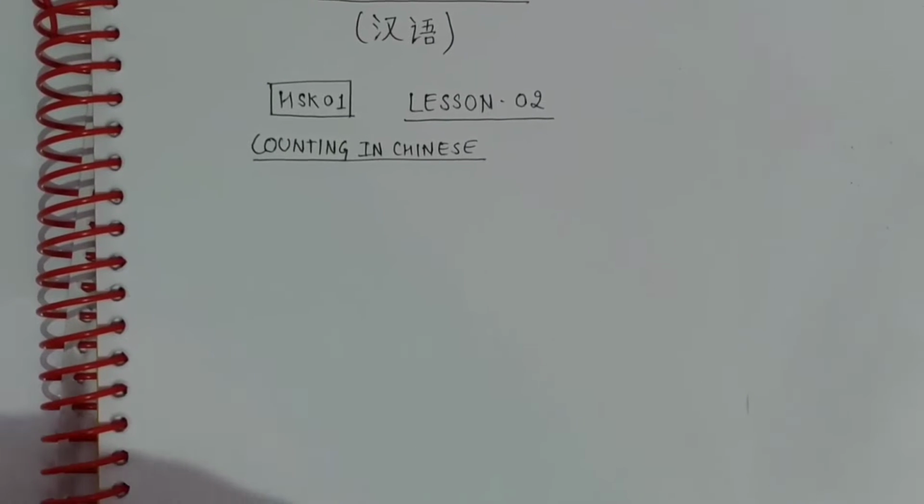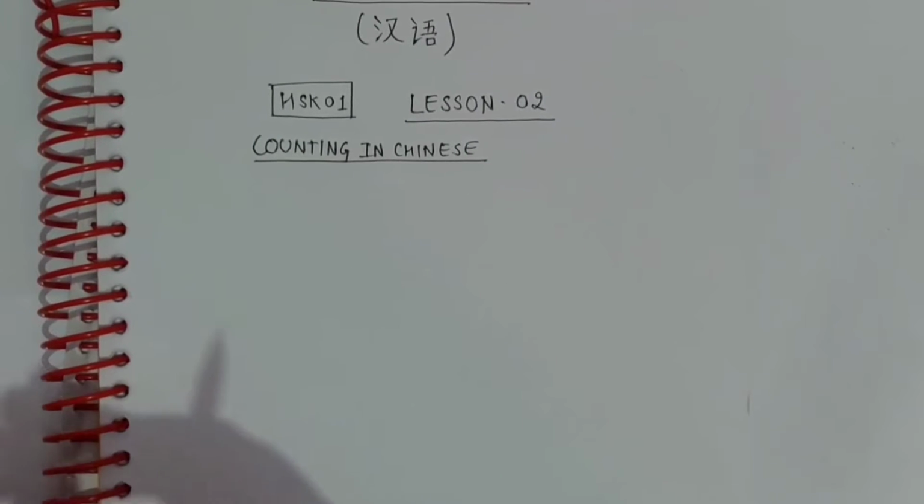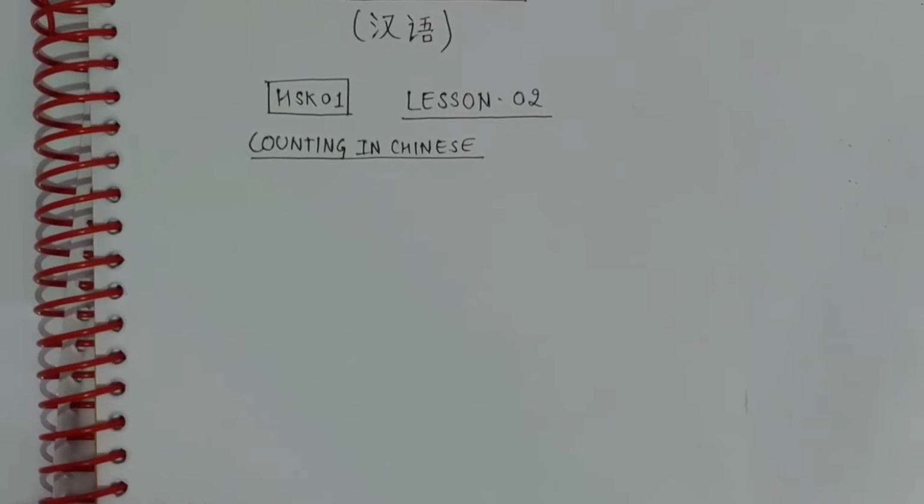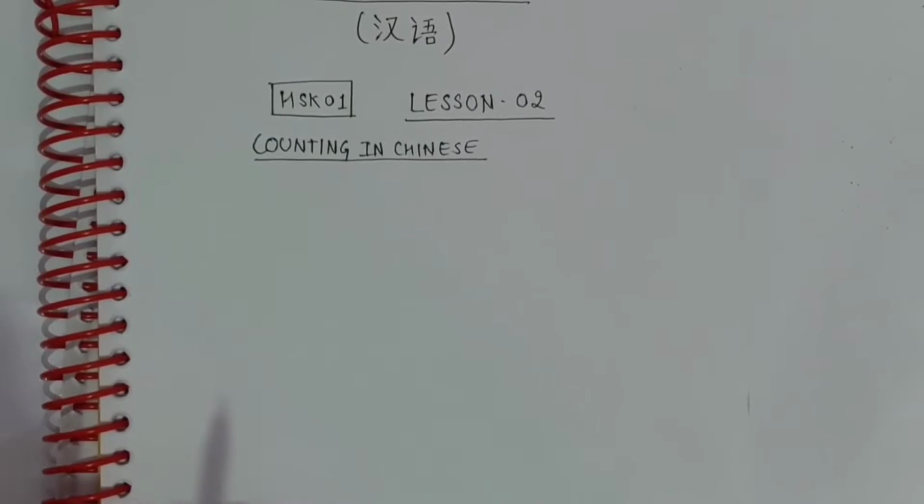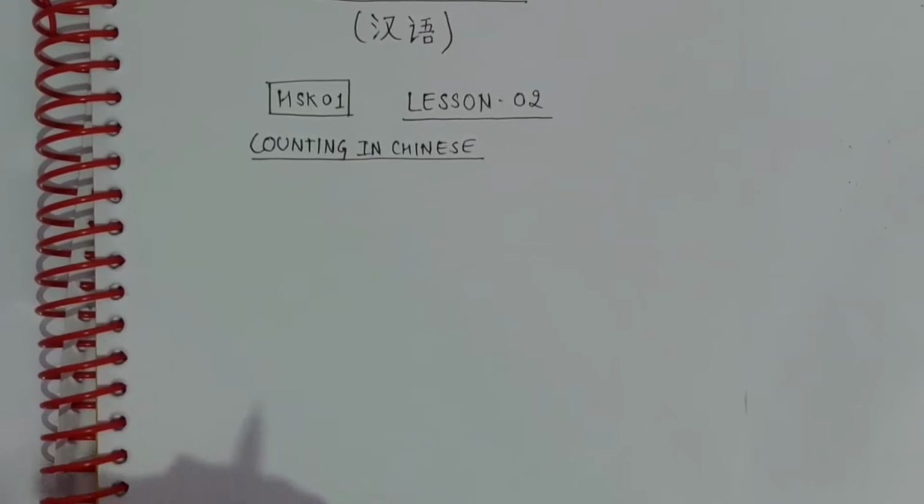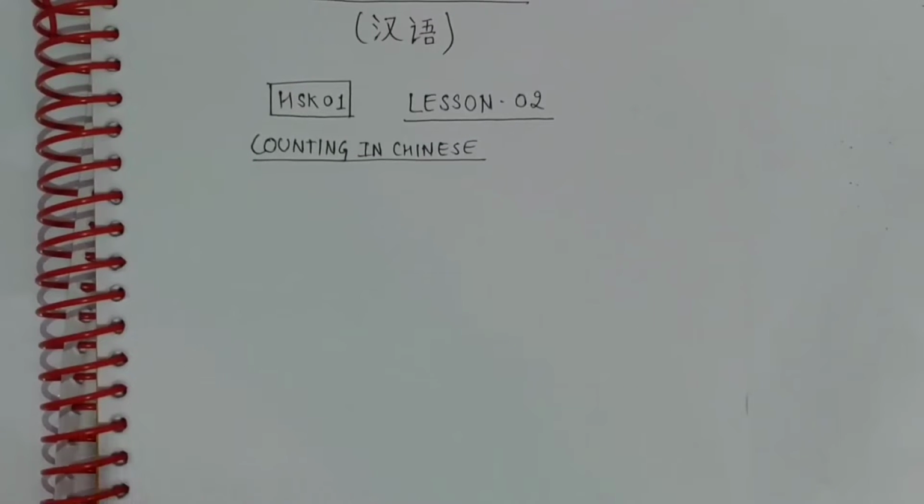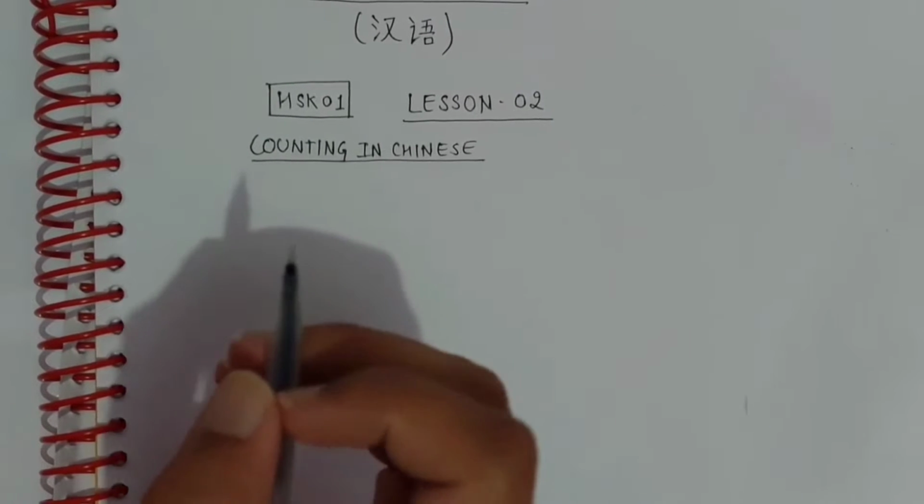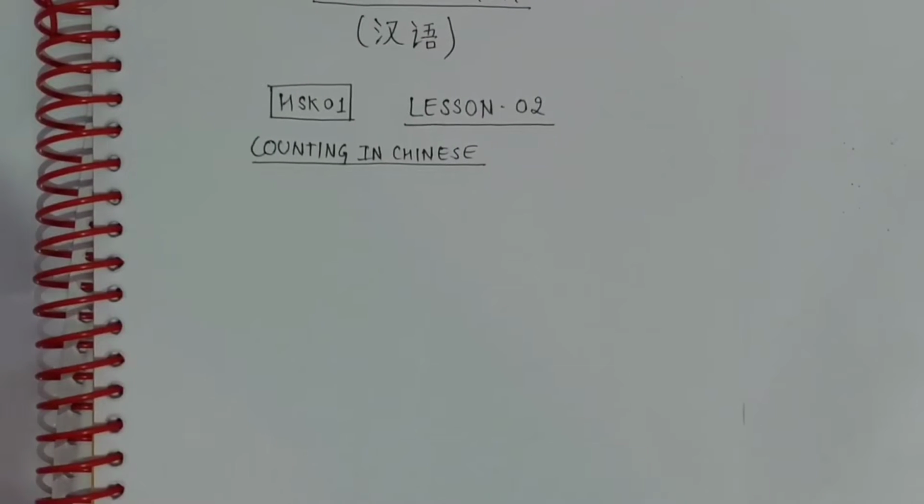In this video, I'm going to teach about counting in Chinese, how to count in Chinese from 0 to 10 and then again to like 100 and 1000. Also, I'm going to discuss some very special words which students usually don't understand in basic Chinese. So welcome to my second video, lesson 2 of HSK-01. Let's start from the counting.